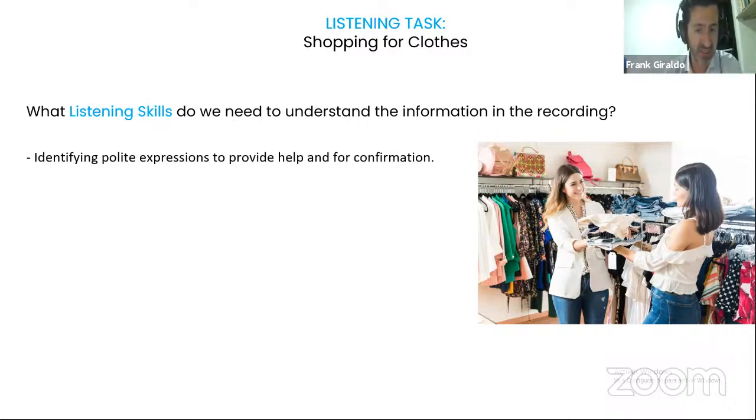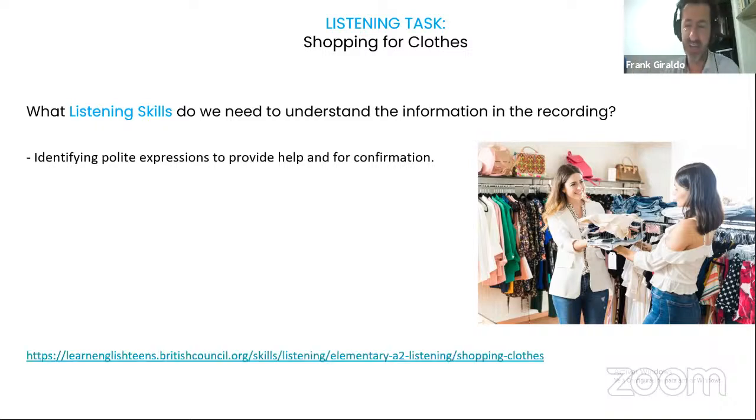So identifying polite expressions to provide help, meaning the salesperson, and the salesperson would ask something like this: "Is that all?" And that's something you need to understand when they tell you, "Is that all?" So that's an expression that you also need to understand. Another example. No, that's the only example. So this is a particular listening skill that happens in our brain when we are listening to someone giving us information in a store.